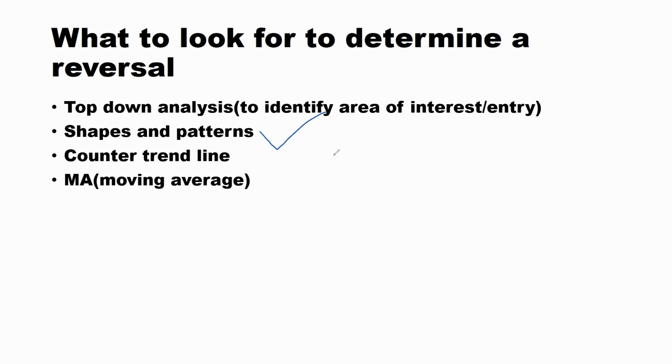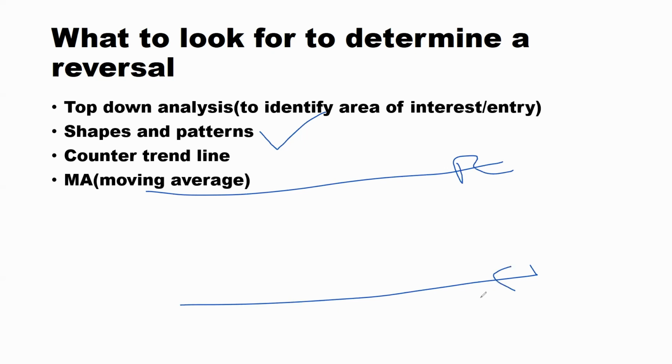Now, remember we've said the top-down analysis is giving us the areas we are marking. For example, if I've marked this is my resistance and this is my support, and let's say price is moving upwards, and then I expect price to reverse from this point here, right? So when price reaches here, I've already done my top-down analysis. So I expect, not that it's a must, price should reverse. So when price reaches this area of interest, I'm going to be looking for shapes and patterns.